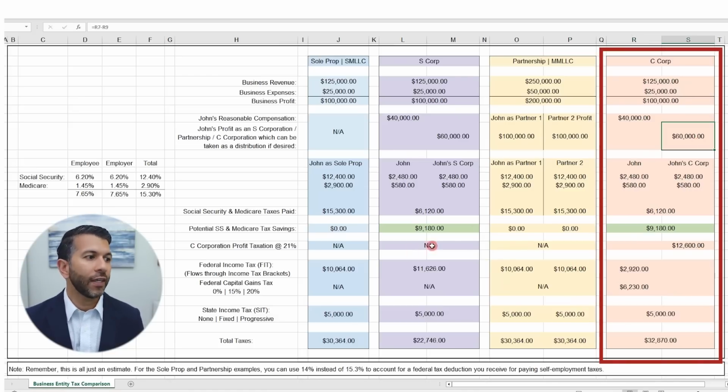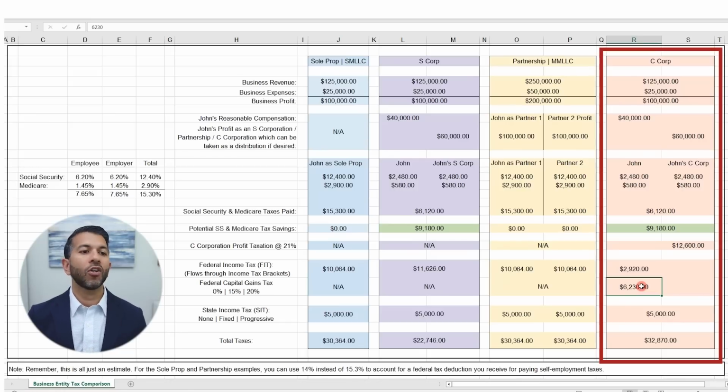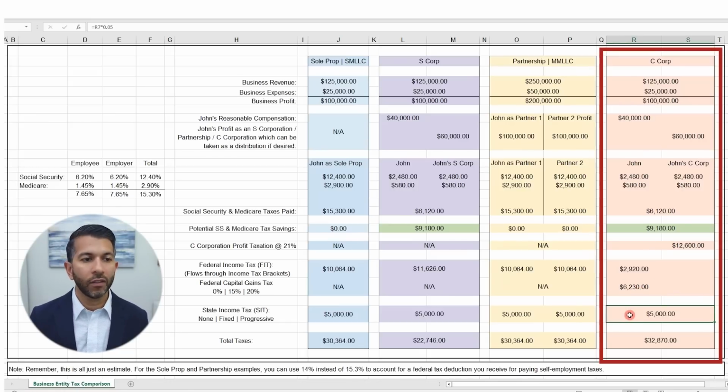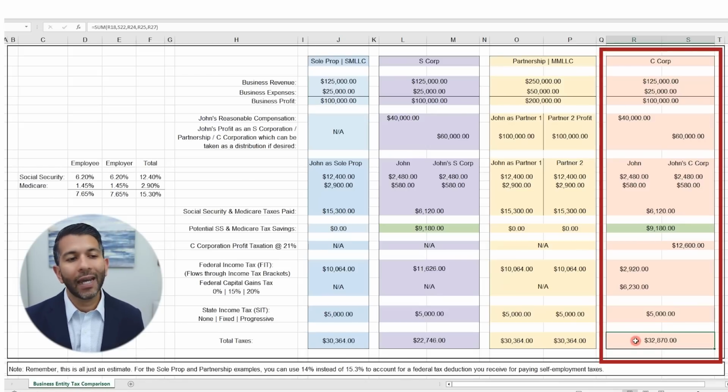It's not just 60,000 times 15%. It's a blended rate, because some of it was taxed at 0% and some at 15%. So the capital gains taxes are $6,230. State income tax, again, is $5,000. I'm just keeping that uniform across all four. And so the total taxes is $32,870, which is even more tax than you would pay as a sole proprietorship, all right?